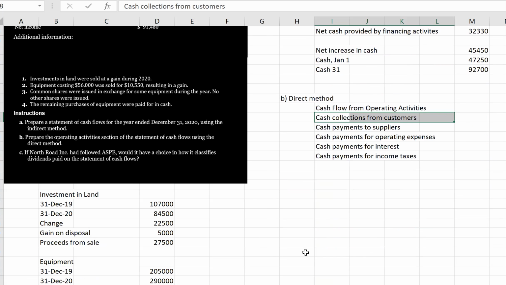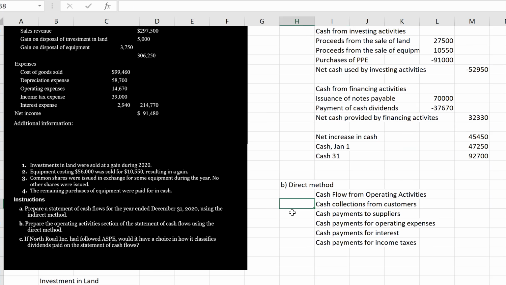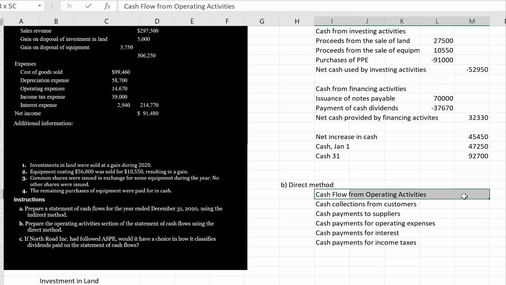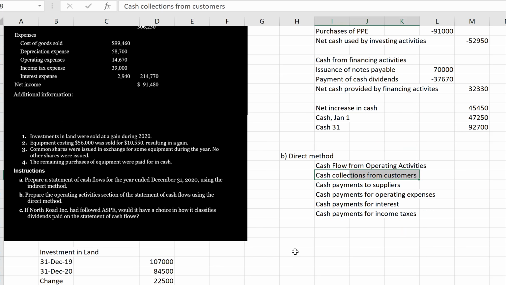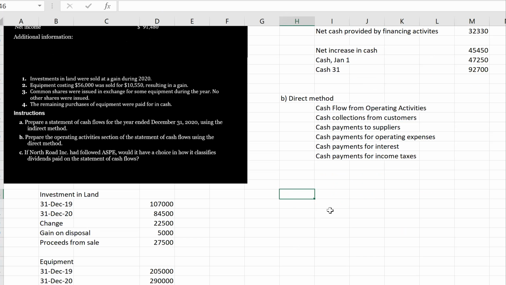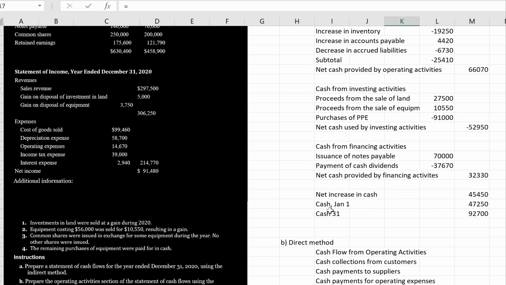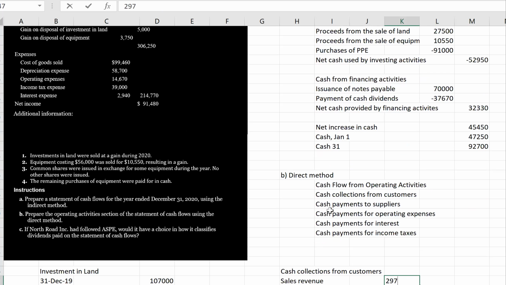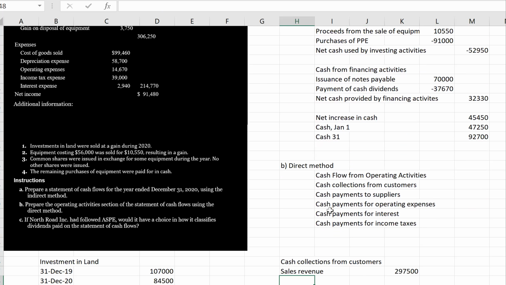What the direct method does require is that we prove out these accounts, because you're not just going to be able to look at one of the statements and pick up the cash collections from customers. So how do we calculate cash collections from customers? Well, we start with sales revenue, which we can take off the income statement. We've got sales revenue of $297,500, and we're going to adjust it for the change in AR.